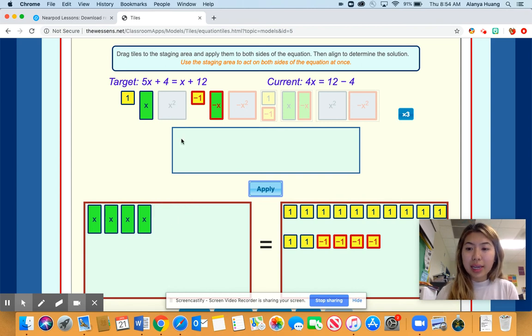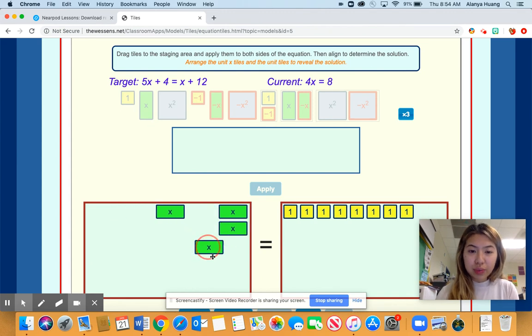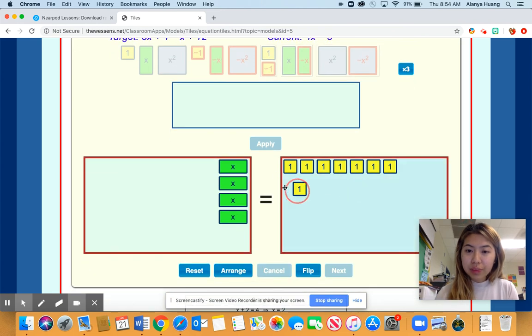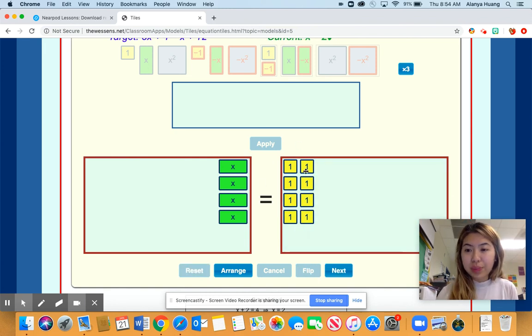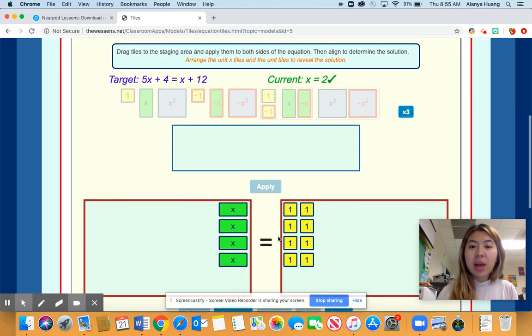So that was our second zero pair for our constants. Our first one was for our variable. And so now we have 4 groupings, or 4 x's, and we have to distribute the 8 to the 4. And we need to know what the value would be for each x. So as you can see, the value is x is equal to 2. So we solved the equation 5x plus 4 is equal to x plus 12 by making sure that first we made the first zero pair with our variable, and then second we made the second zero pair with our constants.